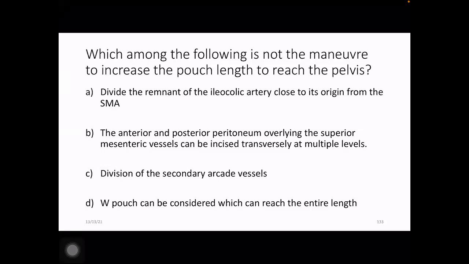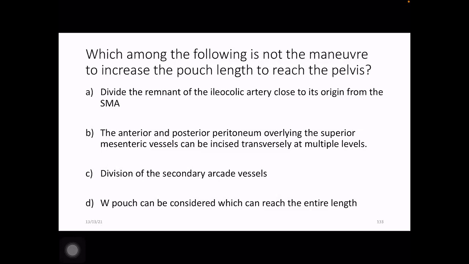True. So ileocolic artery ligation is one of the initial steps which you should do if your pouch is not reaching the pelvis for anastomosis. You understood that basically the pouch is short, and you want to lengthen the pouch so that it comes deep inside the pelvis. So what are the maneuvers you can do? One of the maneuvers is you ligate the ileocolic artery close to its origin. I'll show you the picture in the subsequent slide.